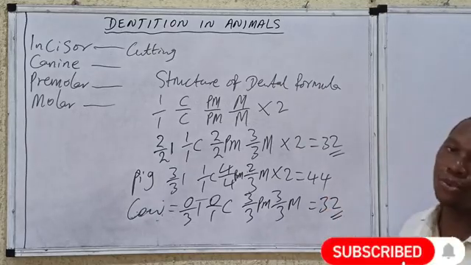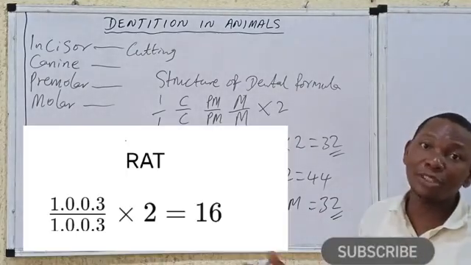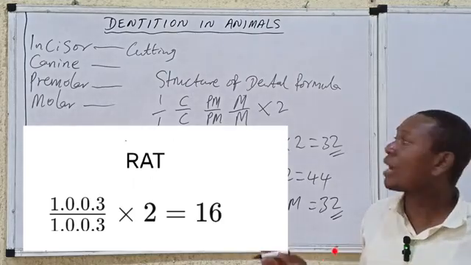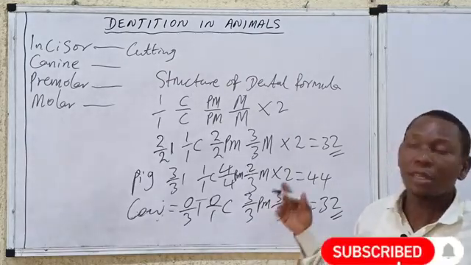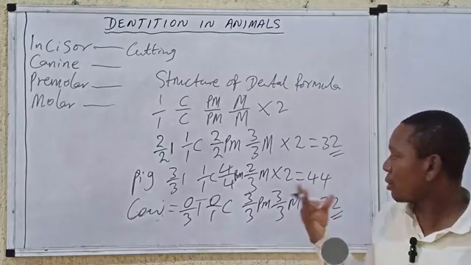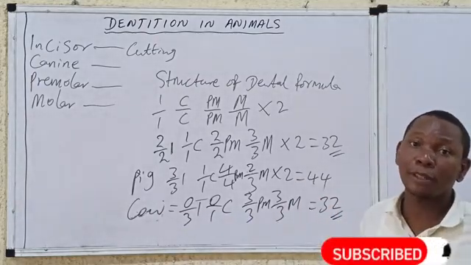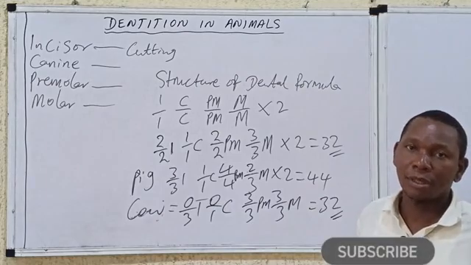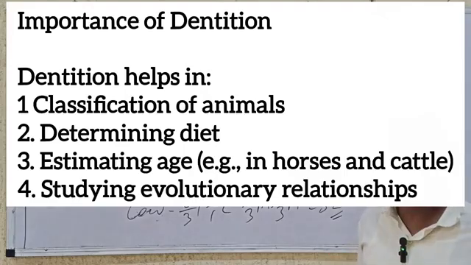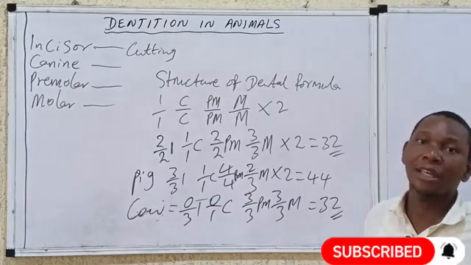So together it will be 32. That of the rabbit is actually being displayed on the screen, even that of the rat. So these are the dental formulas. Remember, the pig is representing omnivores, even we are representing omnivores, the cow is representing the herbivores, while the dog is representing the carnivores. That's the dental formula. So this is the end of the lesson. Thank you for watching.